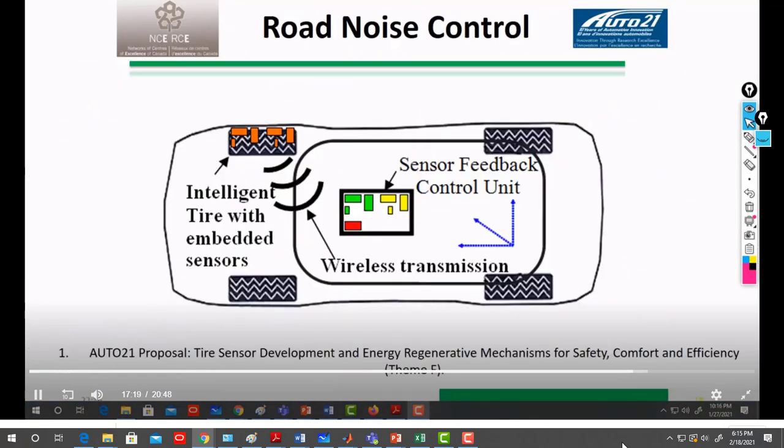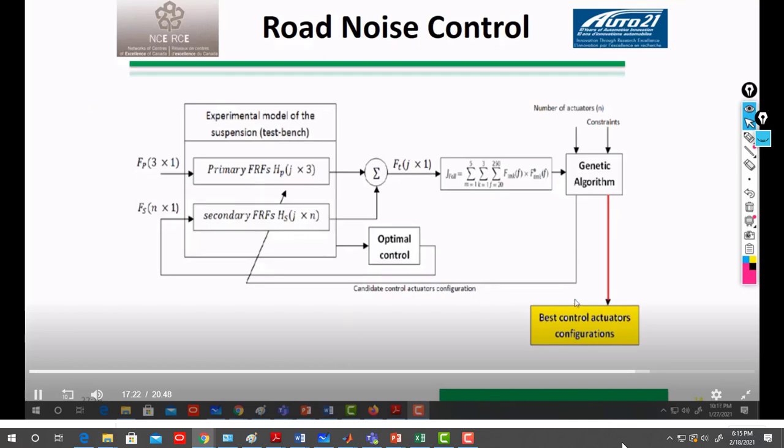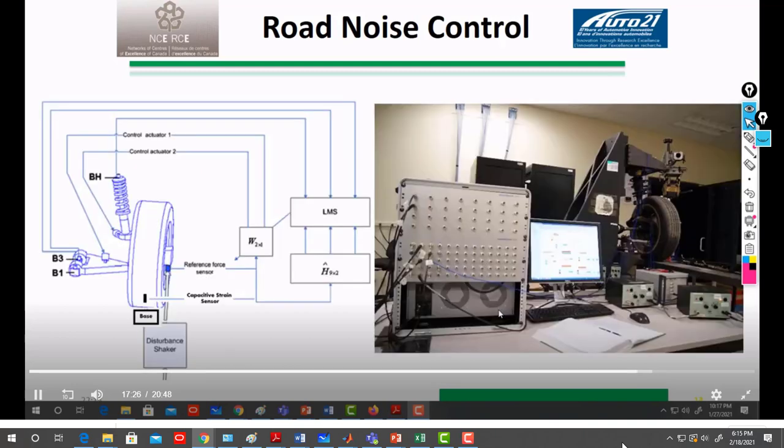So here we go for the active structural control. We first choose the best location for the actuators, and here we used a pre-filtered reference feed-forward least mean square control structure. I choose two actuators; those are my actuators, those are my inputs, and this is my disturbance signal. It's a reference force sensor, or in the next experiment it is the capacitive strain transducer.